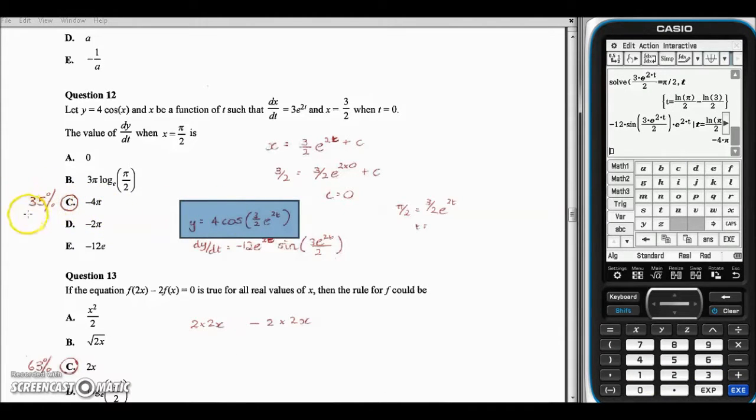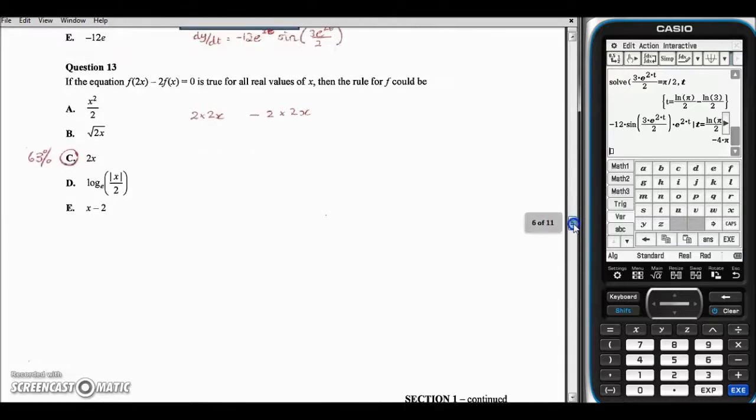So only 35% got that. So if you did a little bit more work, you could have given yourself a bit of a leg up in this exam. But that's heaps and heaps of work for a multi-choice question, so you might be wanting to leave that one till last.